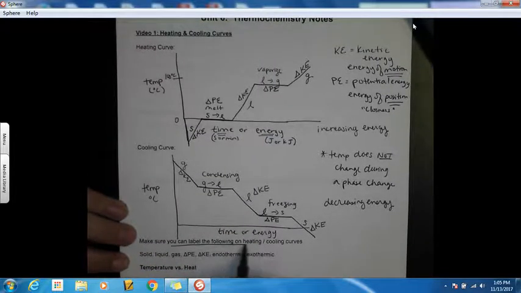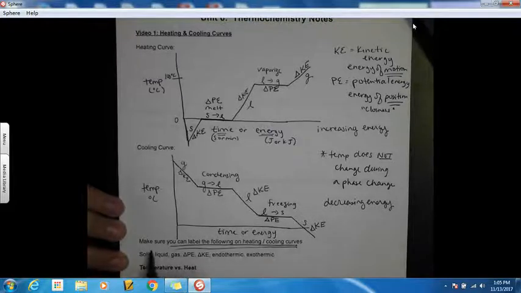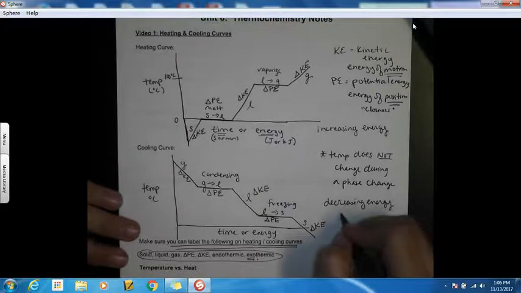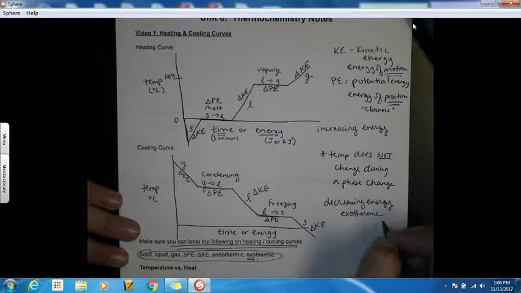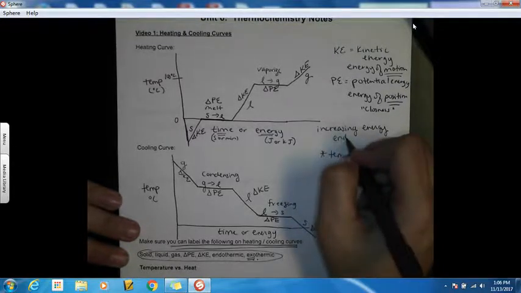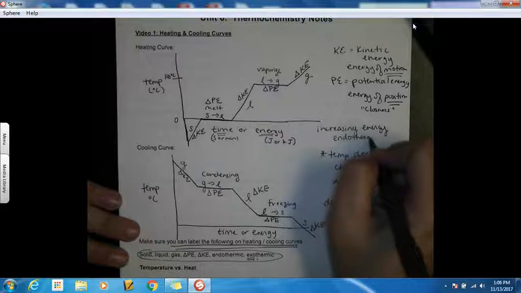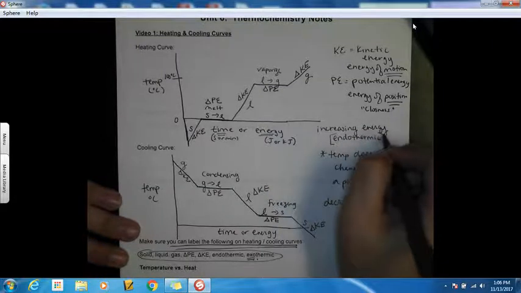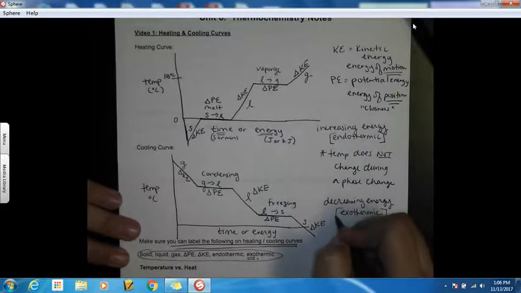You do need to be able to label these items on the heating and cooling curve. These items here: we've talked about solid, liquid, gas, and the changes in potential and kinetic energy. Then endothermic and exothermic. Remember, exothermic means heat is being released. And so cooling, this is where heat is being released, so this is exothermic. And if we're increasing energy, we're adding energy in, and so this is endothermic. So heating curves are endothermic, cooling curves are exothermic.